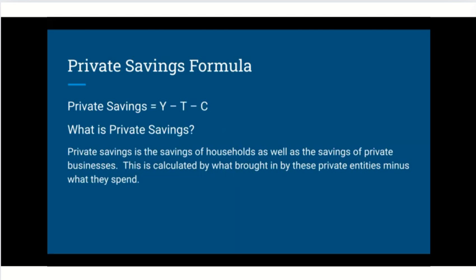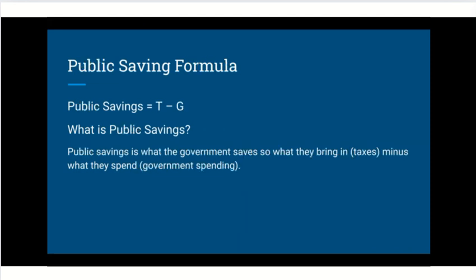First, we'll look at the private savings formula. So private savings is Y minus T minus C, or GDP minus taxes minus consumption. So what is private savings? Private savings is the savings of households as well as the savings of private businesses. This is calculated by what is brought in by these private entities minus what they spend.